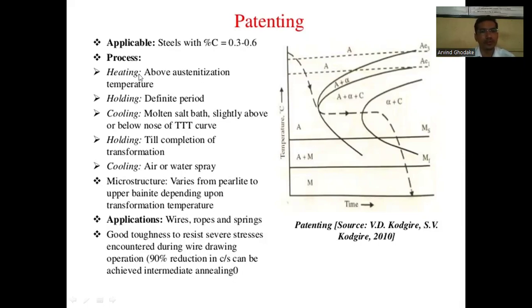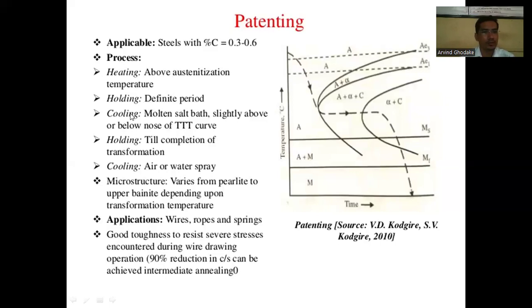First is the heating process. Above the recrystallization temperature, the component is heated. That is called the heating process of patenting. Then the second one is holding at that temperature for a definite period of time. For steel, there is the austenizing temperature. So we have to heat the steel above the austenizing temperature, not the recrystallization temperature. After heating above austenization temperature, hold at that temperature for a definite period of time, that is called the holding or heating time, not soaking time.